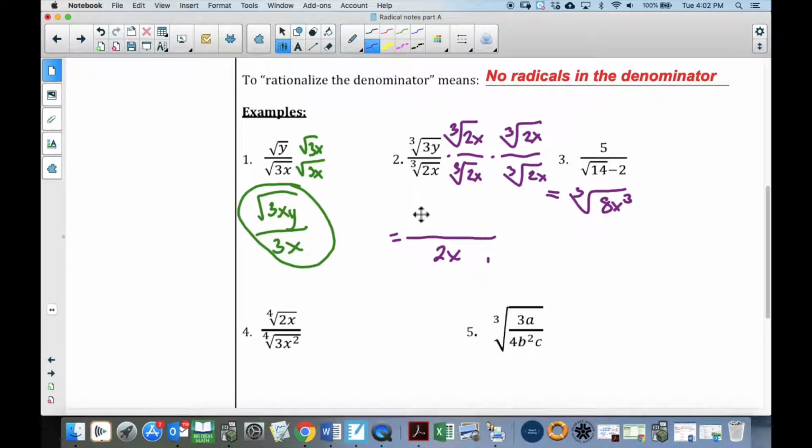In my numerator, as long as they're all under the same root, like cube root, square root, 4th root, whatever, you can multiply the numbers. So now they're all cube roots, so I can multiply 3 times 2 times 2. And 3 times 2 times 2 is 12. I have x squared, and I have a y. And now I'm done. The main thing was getting the radical out of the denominator, and I did that.